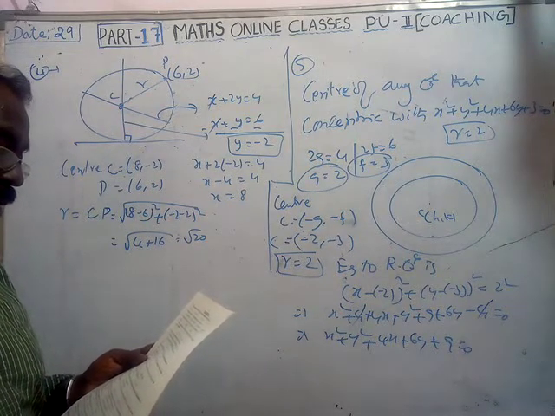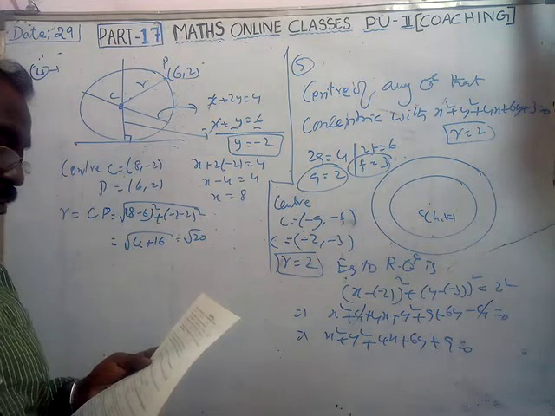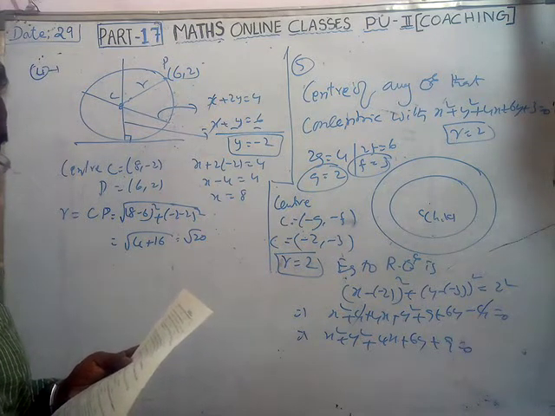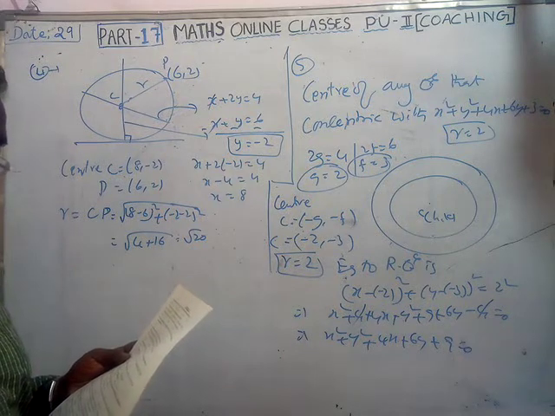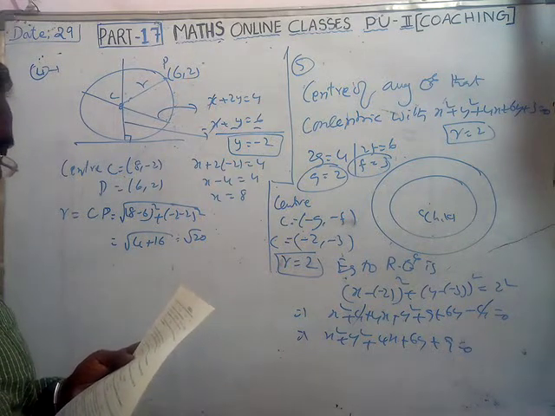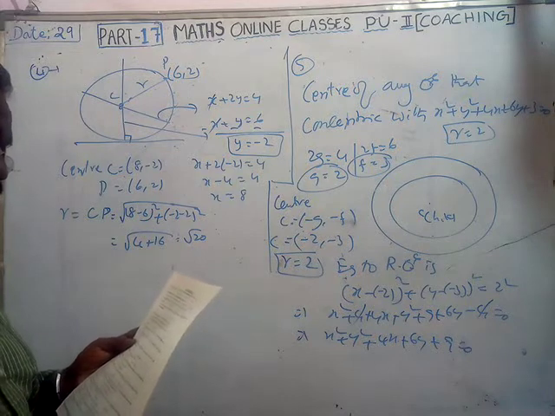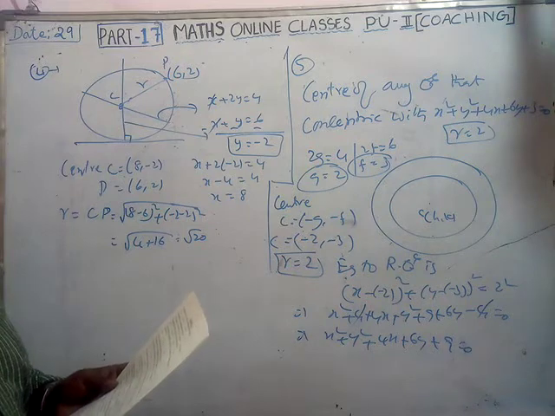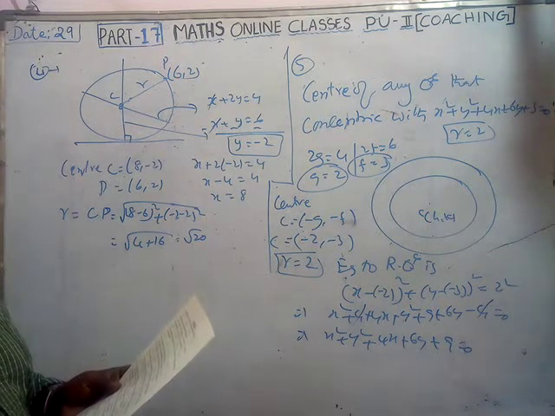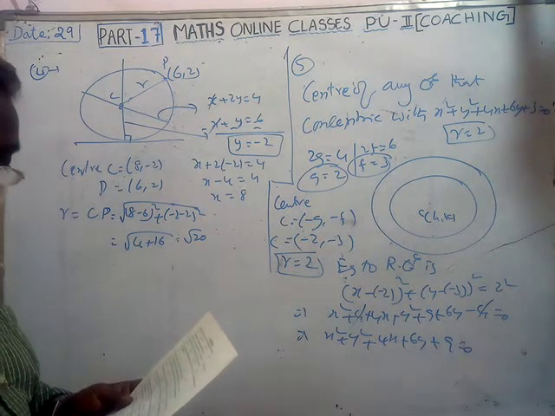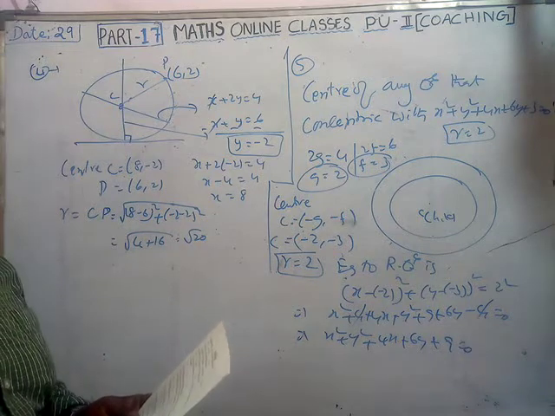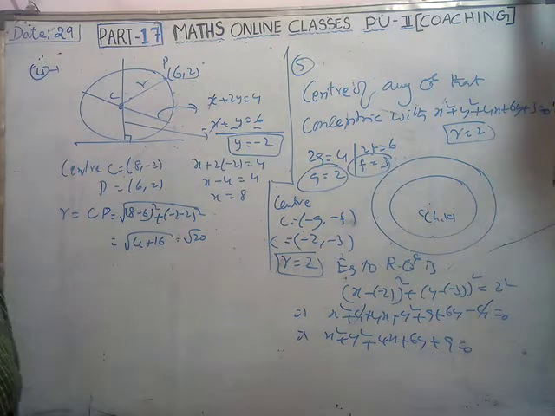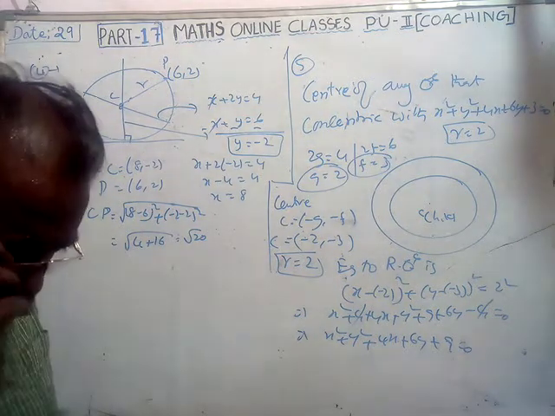Next, the sixth one. A chord of length 8 units subtends a right angle at the center of the circle. Then the radius is dash. The very good concept. Please observe. The chord length is 8 units. That subtends a right angle at the center. It is only given. Then what is the radius? The very good concept. Please observe.